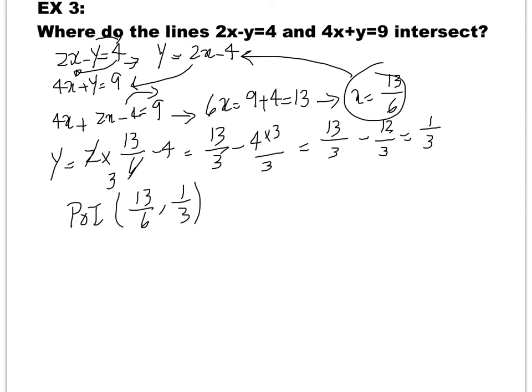Now, just imagine if I wanted to solve this one using graphing. It is very hard by inspection to see that x is 13 over 6 and y is 1 over 3, which is 0.333. This is an example where exact solution techniques like substitution are much better than the graphing method. Again, you are advised to check the solution, meaning put it back in the equation and see if this is correct.